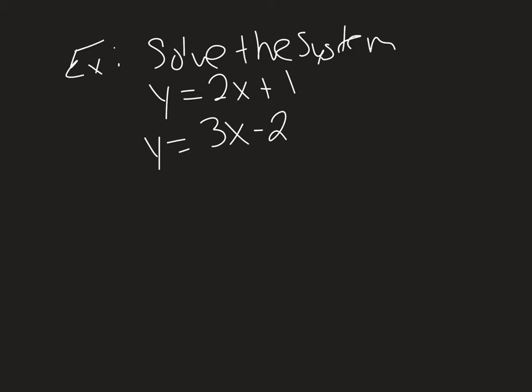So let's say I want to solve the system, and we're talking about how to do it by graphing. And let's say that we want to solve the system y equals 2x plus 1 and y equals 3x minus 2. So the idea behind it is actually very, very simple. The idea is we simply will plot both of these functions on a coordinate grid. And then we'll see where they intersect.